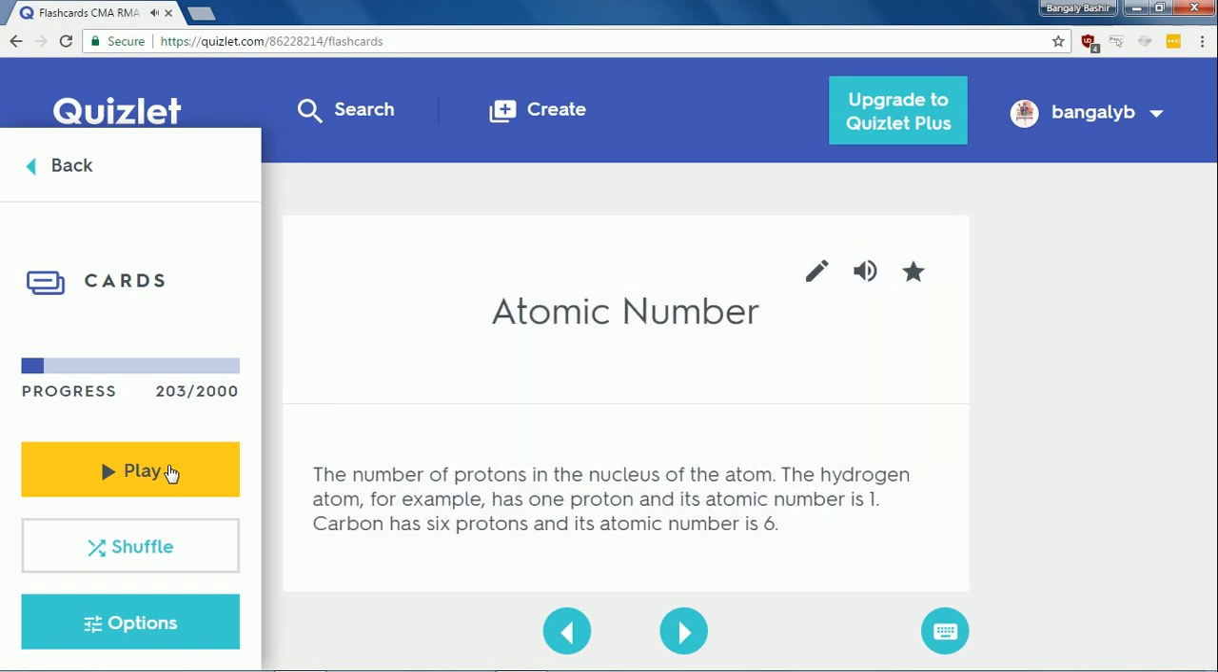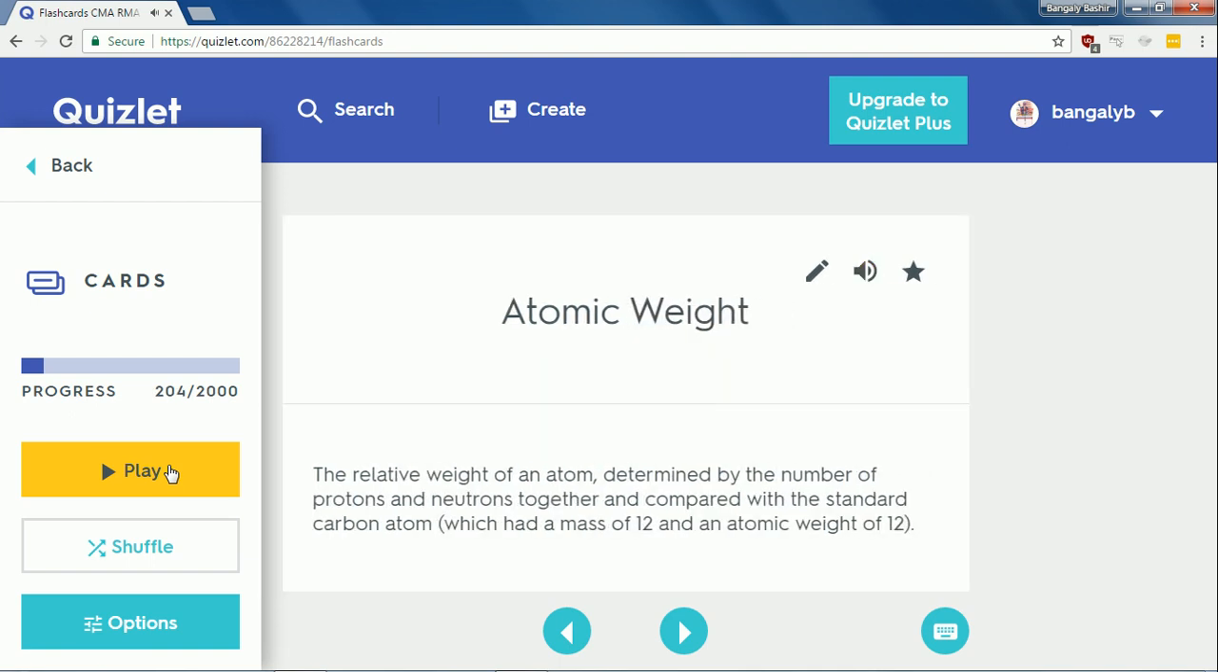Atomic number. The number of protons in the nucleus of the atom. The hydrogen atom, for example, has one proton and its atomic number is 1. Carbon has 6 protons and its atomic number is 6. Atomic weight. The relative weight of an atom, determined by the number of protons and neutrons together and compared with the standard carbon atom.